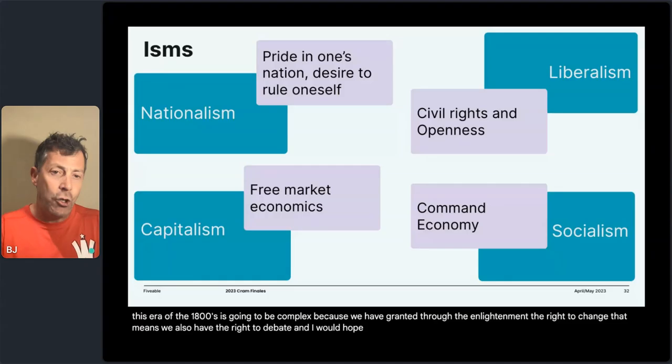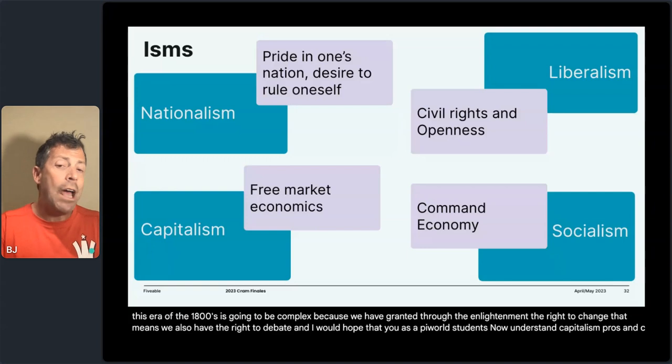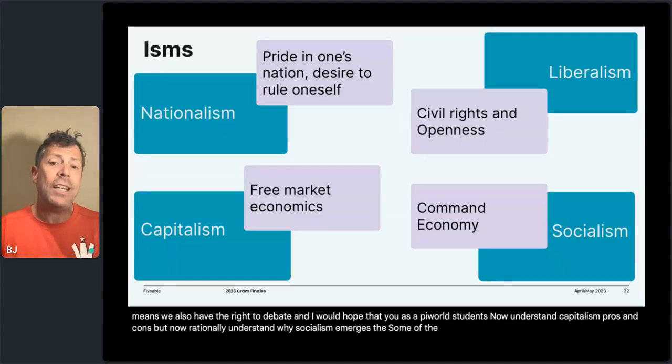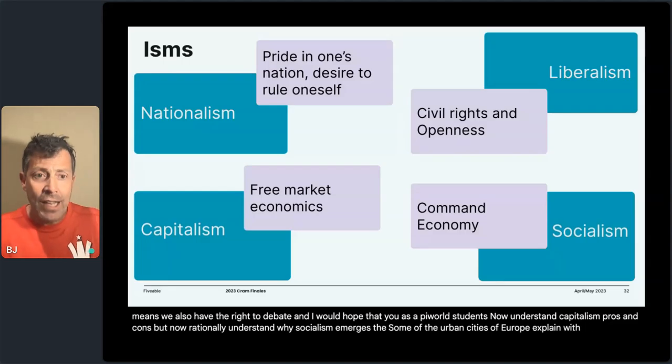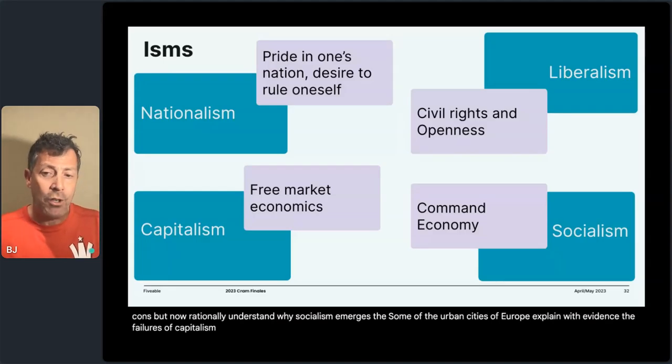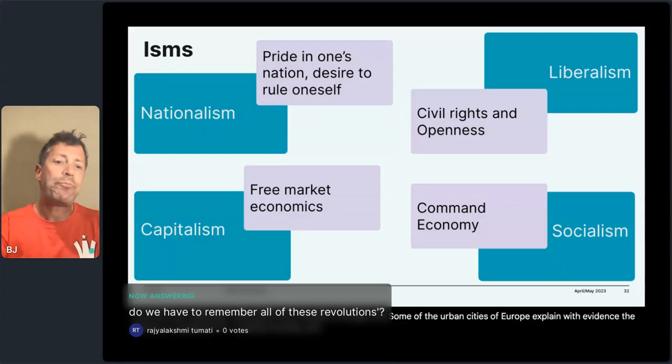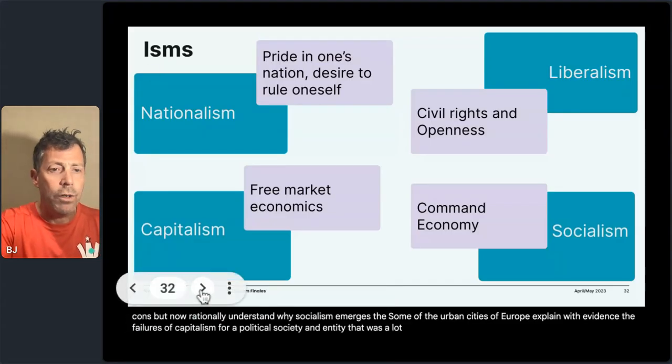And I would hope that you as AP World students now understand capitalism, pros and cons, but now rationally understand why socialism emerges. The horrors, the chaos going on in some of the urban cities of Europe explain with evidence the failures of capitalism for a political society and entity. That was a lot of words.